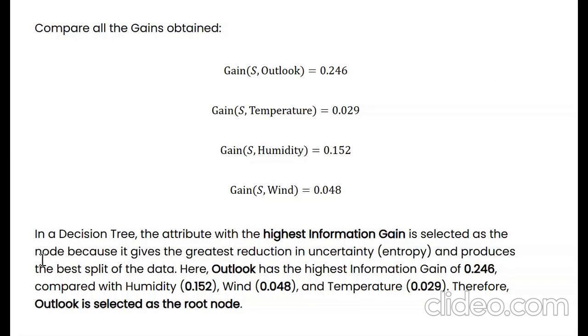What is written over here is, in a decision tree, the attribute with the highest information gain is selected as a node because it gives the greatest reduction in uncertainty, that is entropy. Now, for example, look at this. We are going to select Outlook as our root node. Its values become its branches. So we have sunny, overcast and rain.